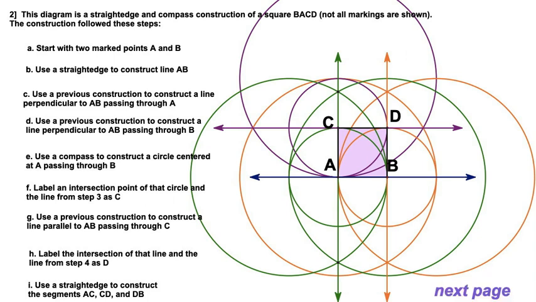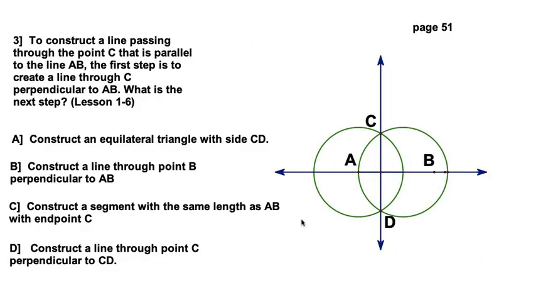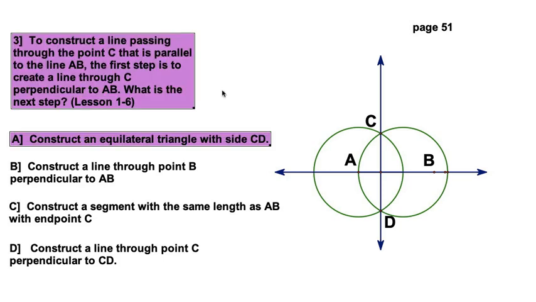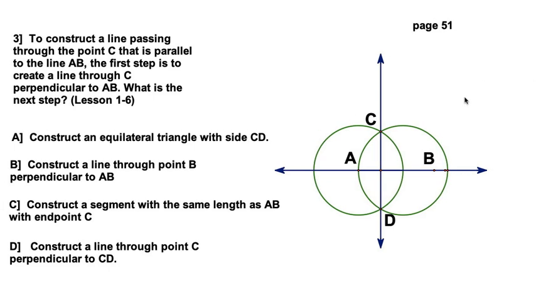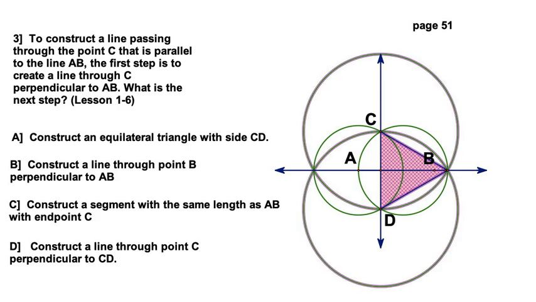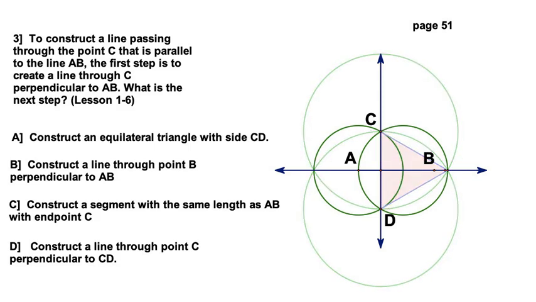Next page, 51. Right. Wow. All right. Now we're going to construct. What's the next step to make a line through point C that's parallel? Well, if we construct an equilateral triangle with sides CD, I thought I worked these out. Well, here they are. Hang on. I just have to scoot that over. I mean, that's not helpful.